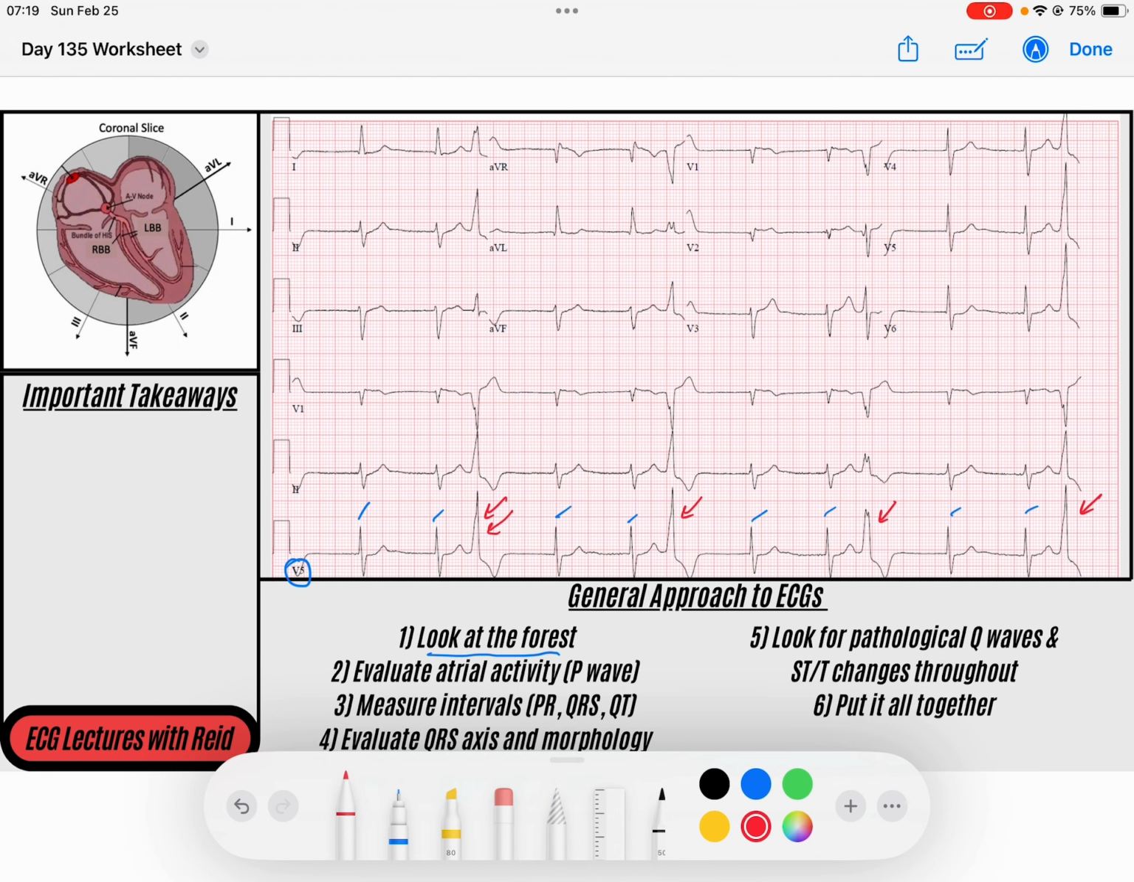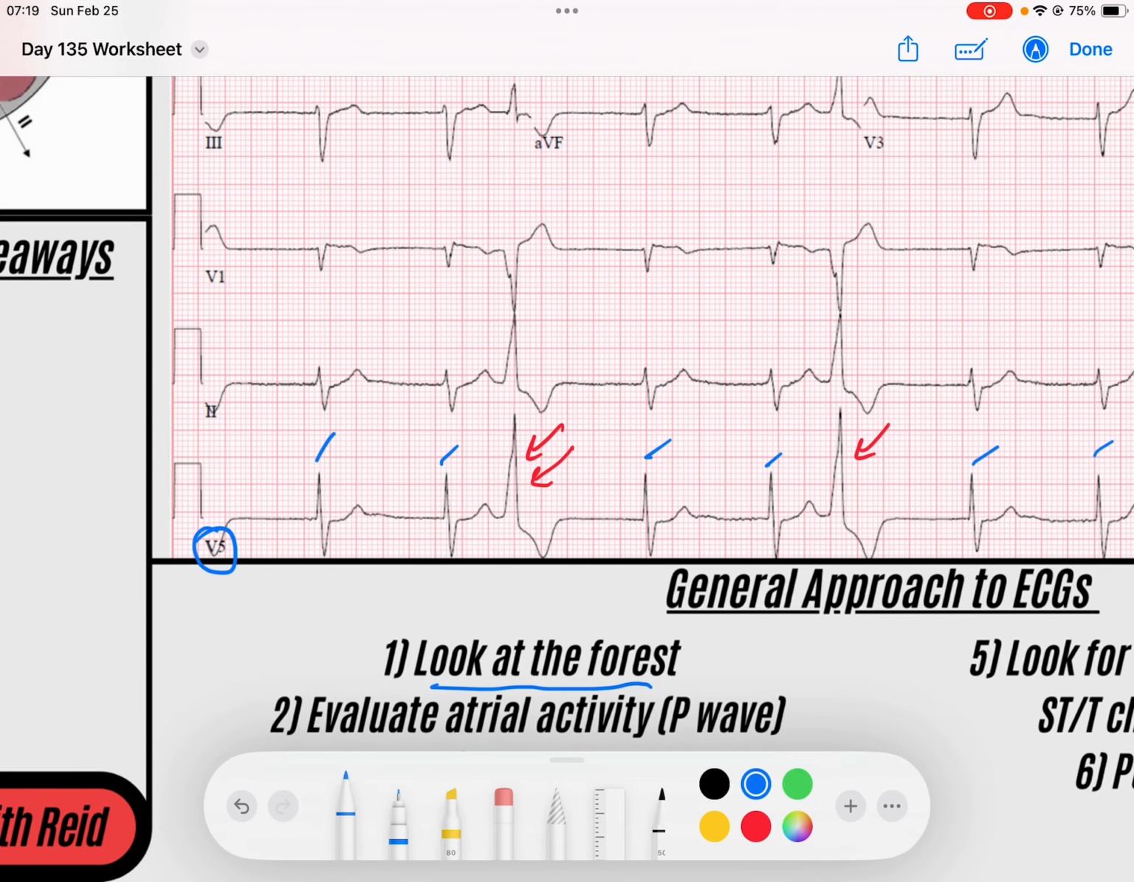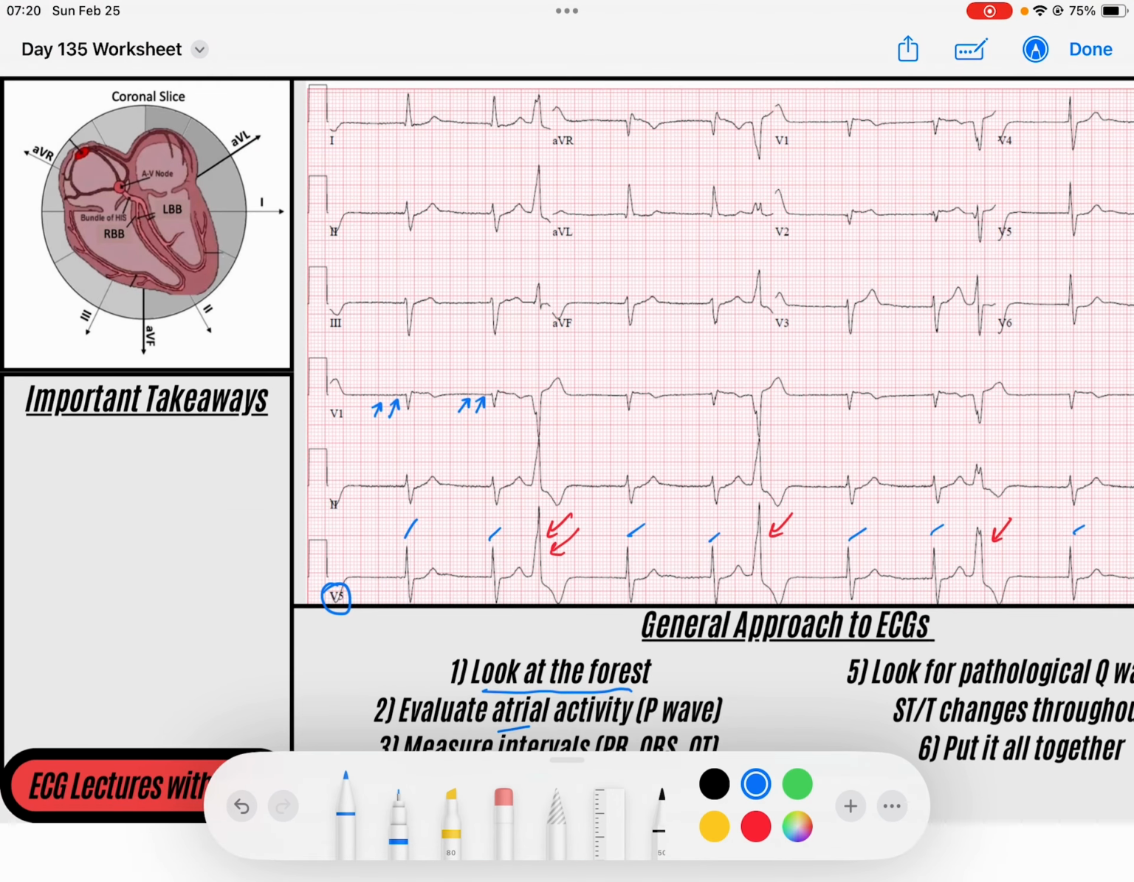Maybe I just quickly scan through and look for P waves in front of my narrow complex QRSs, and I'm not sure I see any. So let's do a deeper dive. What is the atria doing, right? Well, I know that if these are narrow complex QRSs, that tells me it's likely coming from the AV node and going down the His-Purkinje system, which causes rapid depolarization through the ventricles.